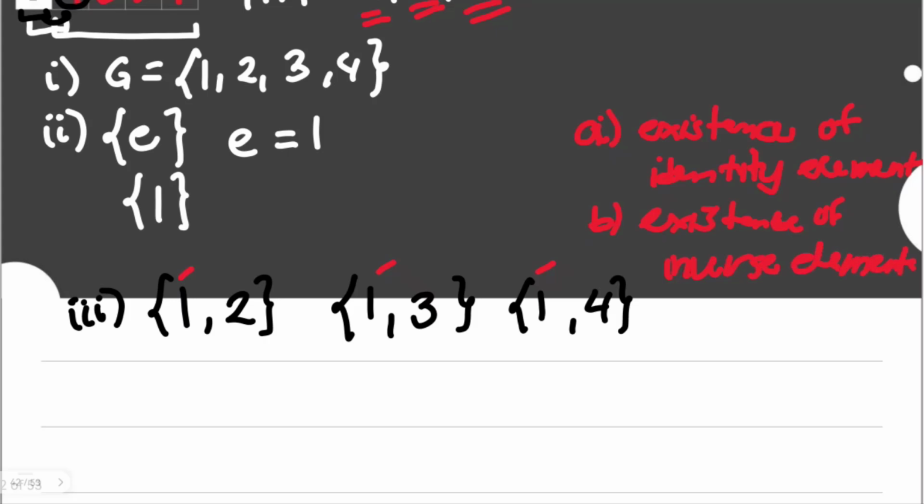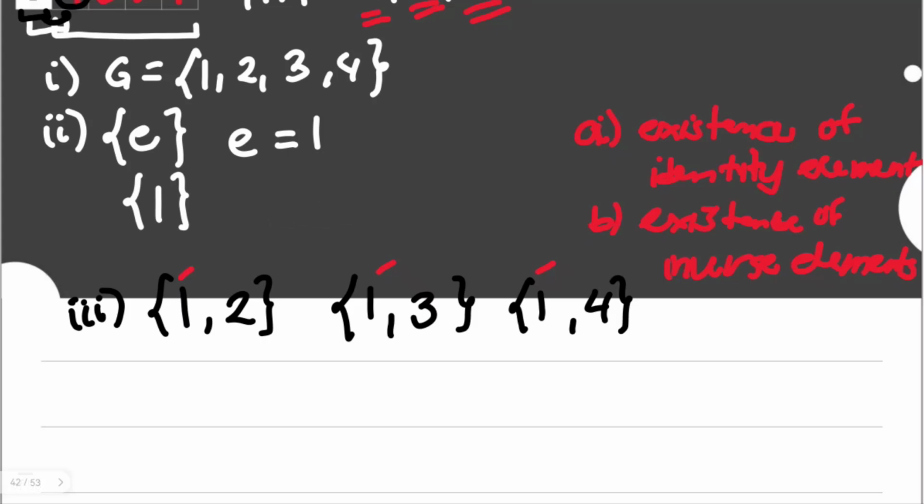The inverse means that if we have 1, the inverse of 1 should be there. If we have 2, the inverse of 2 should be there as well. Okay? Now, take note that we will not be writing 1 and 1 here, because that pair is already written as the singleton, since we don't need to write duplicates when we talk about the set. So let's start with 1 and 2.